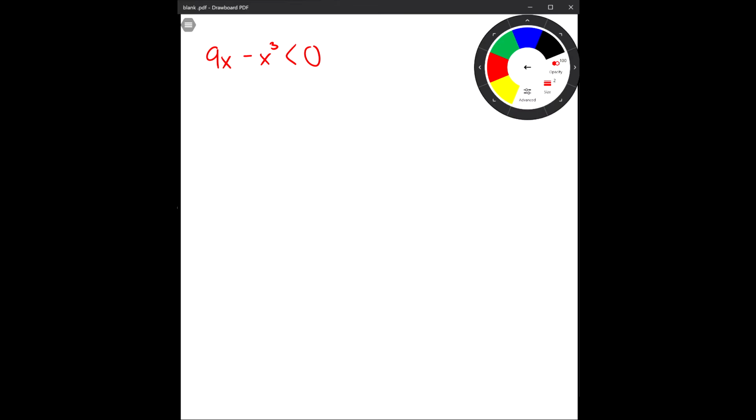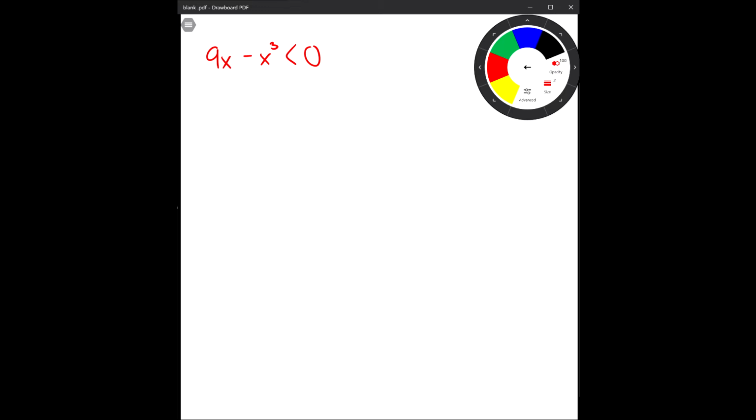I'll show you how to solve the inequality and write the solution set in interval notation. So today we have the problem 9x minus x cubed is less than 0, and we have to solve for x.